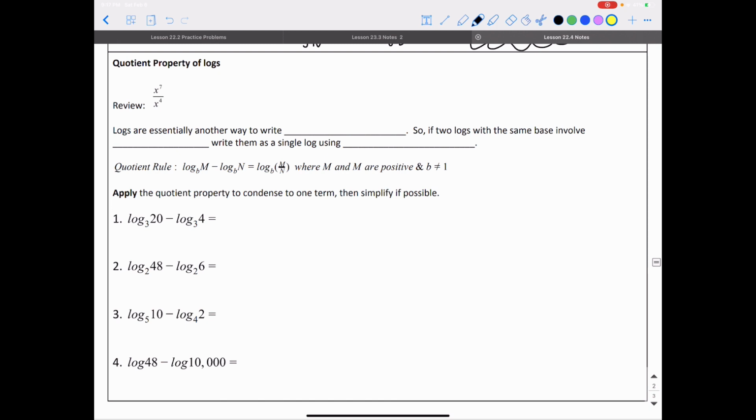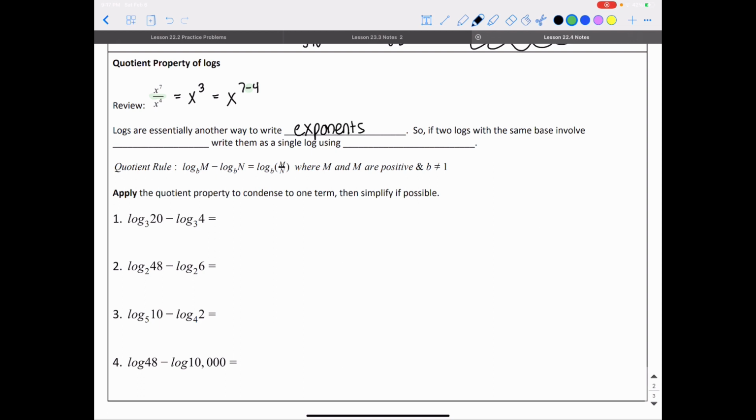So to review, if I have x to the 7th power divided by x to the 4th power, I know that that's going to be equal to x to the 3rd power because I'm doing x to the 7 minus 4 power. If I'm dividing two things with the same base, I'm subtracting their exponents. So since logarithms are exponents, if I see subtraction between the two, I can combine them with division. So logs are essentially another way to write exponents.